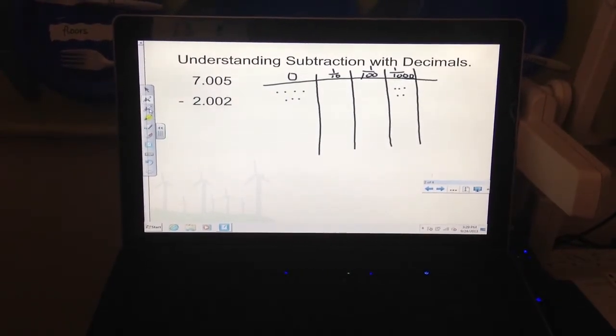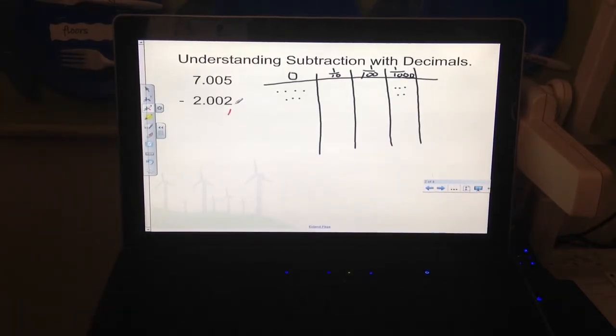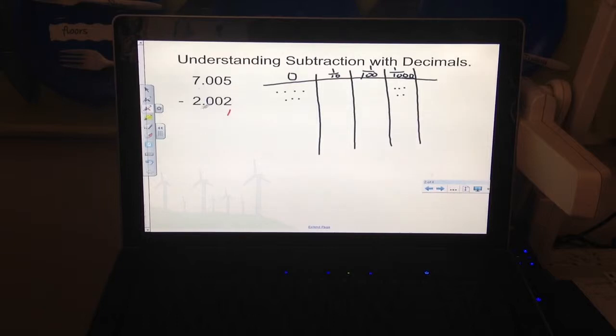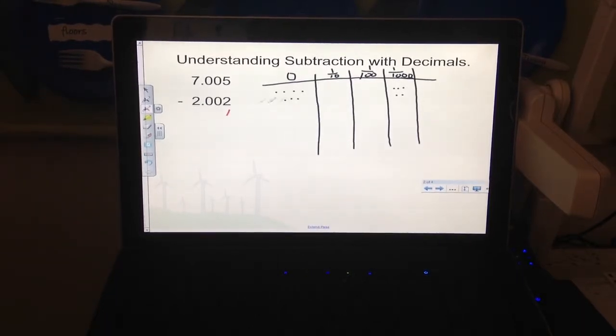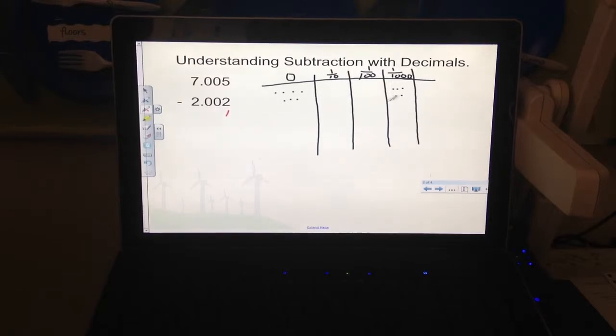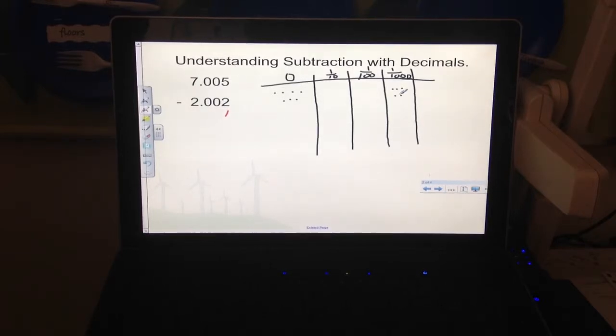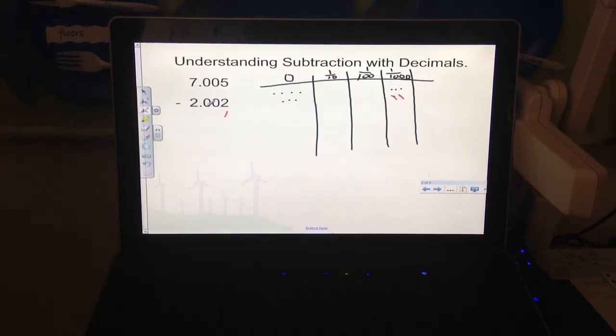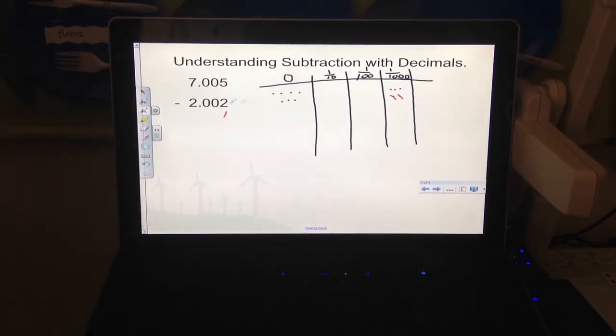trying to get a different color. See if that's a different color. Yes, it is. So what I want to do now is I want to subtract this or take this away. So if I go all the way over to the right, I always start my subtraction as far over to the right as possible. So I want to take 2 away from that 5. I'm going to take 2 thousandths. I'm not taking any hundredths, so I can just skip that. I'm not taking any tenths, but I'm taking 2 ones away.